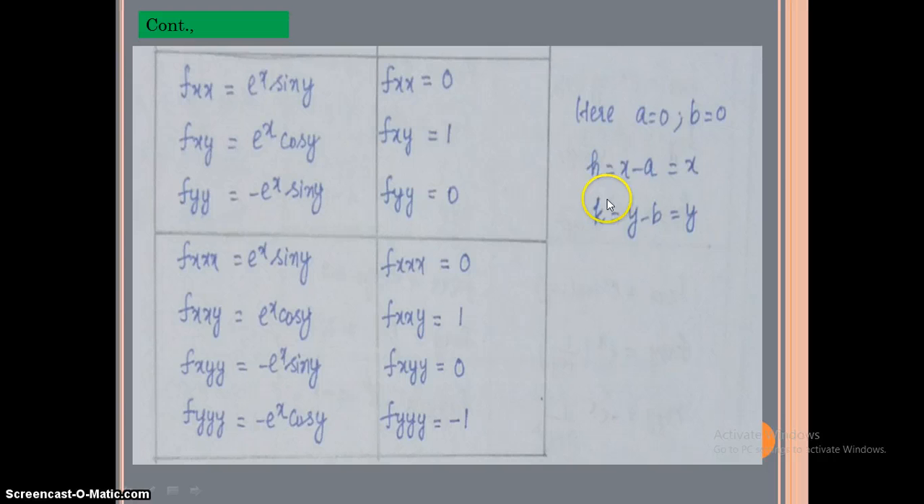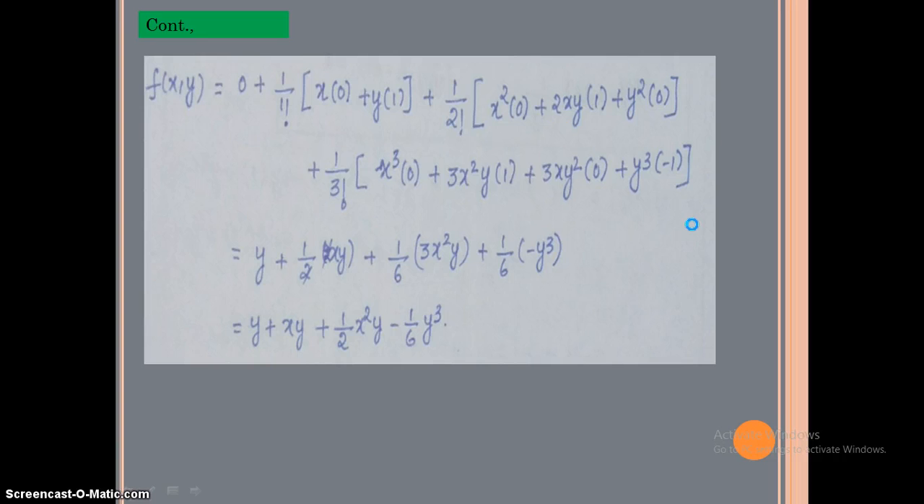So put x minus a equal to 0 means h equal to x, k equal to y minus b, so k equal to y. So replace in the formulas. Write all the values in those formulas, then expand and simplify, we get y plus xy plus 1 by 2 x square y minus 1 by 6 y cube. So this is another very important problem. These are basic simplifications, we can write as it is here.